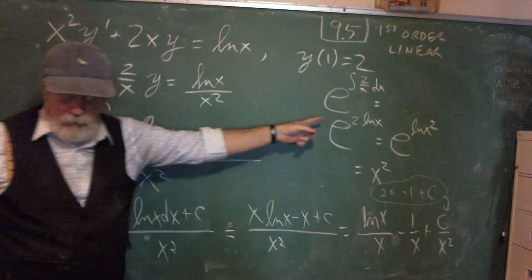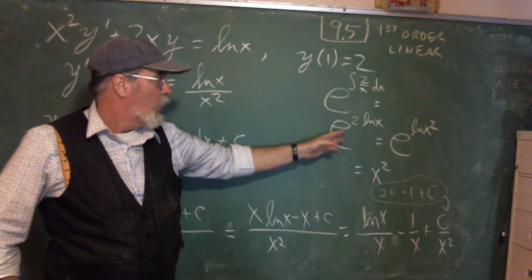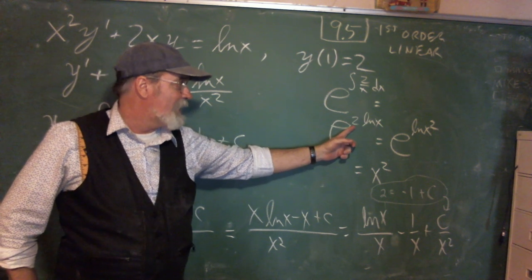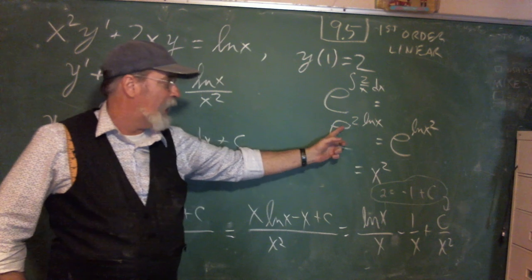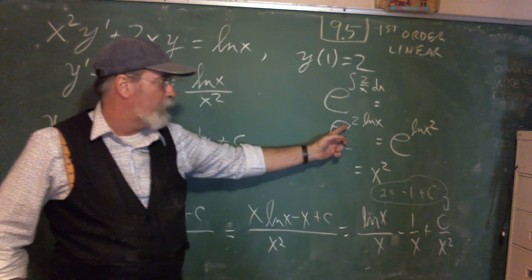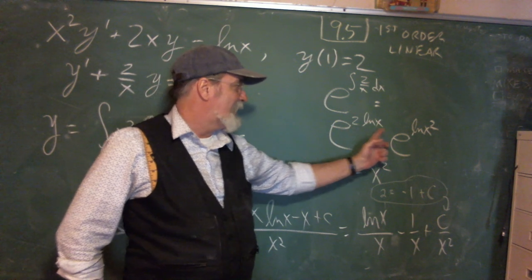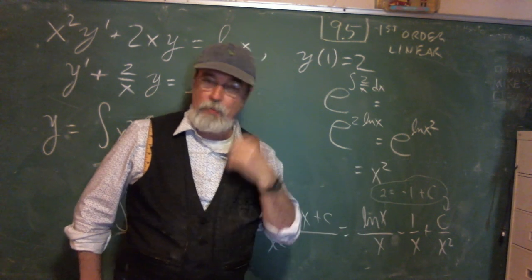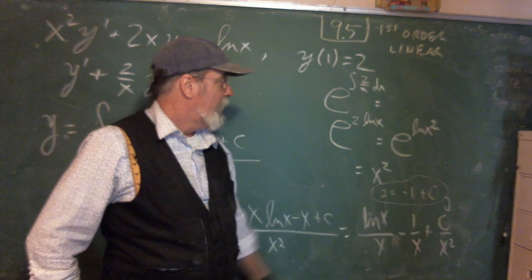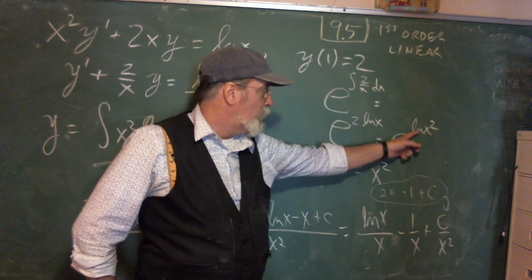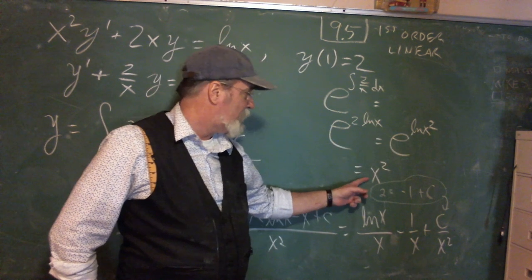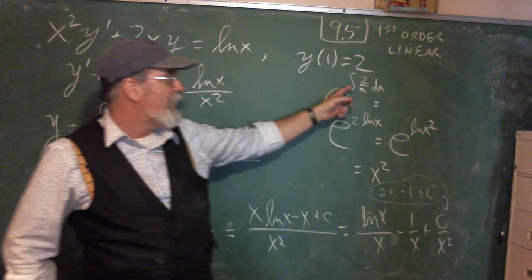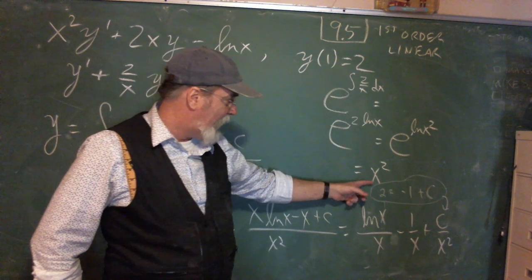Now here's the tricky part. You got to be able to do this, you guys. That 2 is like an insulator keeping these two functions from canceling. So you have to use a rule of logarithms. 2 natural log of x is the same as the natural log of x to the 2. It is a rule of logs. So you're supposed to remember that. Isn't that wild? But now these two inverse functions cancel, and I get just x squared. The e to the integral p dx is just x squared.